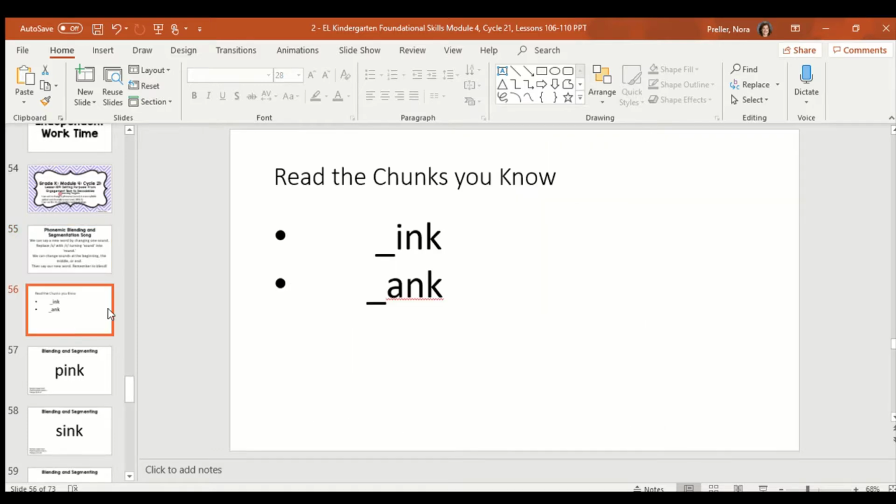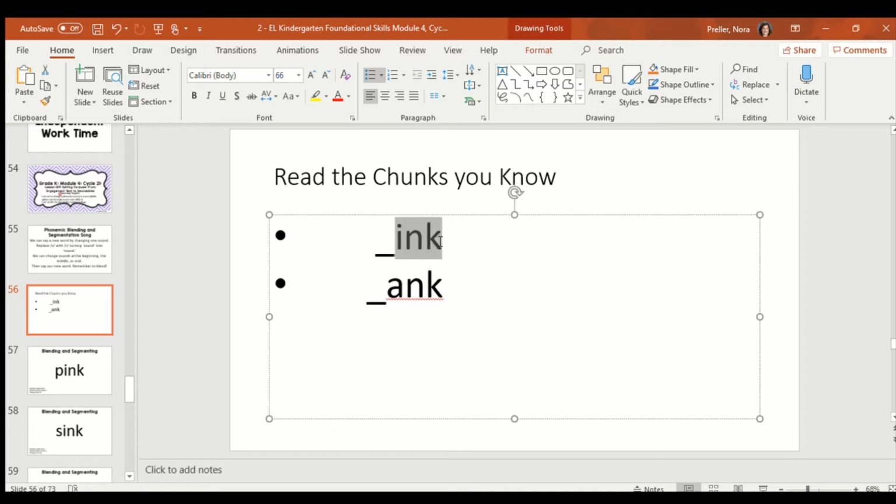So earlier I had talked about the Chunky Monkey strategy. That's where you read the chunk you know. And today we're going to work with words with the ink chunk at the end and the ank chunk at the end. So that's the word family. That means that it's going to end the same way. It's going to end with ink or ank. And you'll see what I mean in just a second.